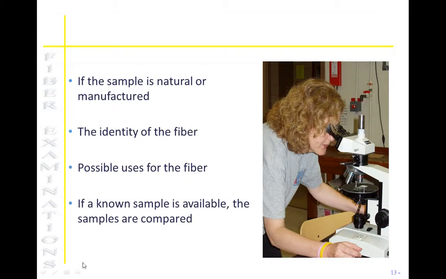If it is a simple fiber examination where it's not a swatch of fabric, the analyst is going to initially try to determine whether or not that sample is natural or if it's manufactured. Then they'll go on to determine the identity of that fiber and also some possible uses for that fiber. If a known sample is available, then they will perform comparative tests between the unknown and the known sample.